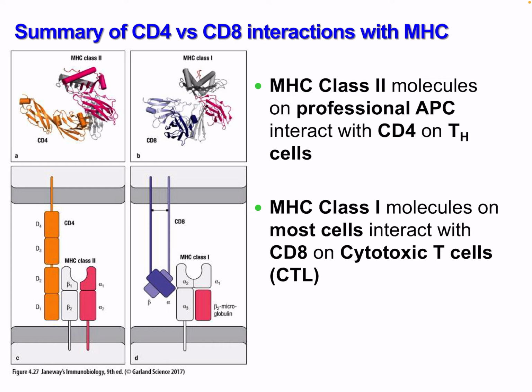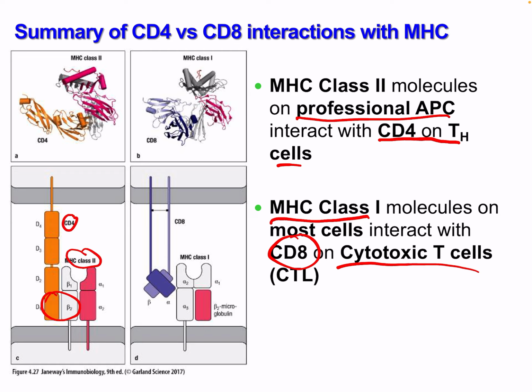So MHC class 2 molecules are on professional antigen-presenting cells and interact with CD4 T helper cells, whereas MHC class 1 molecules are on pretty much all our cells and interact with CD8 cytotoxic T cells. Here's a good figure comparison: CD4 and MHC class 2 bind to the beta 2 region, where CD8 and MHC class 1 bind to the alpha 3 region, with beta 2 microglobulin stabilizing.